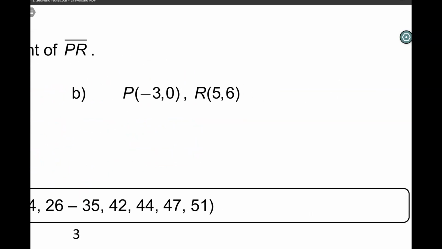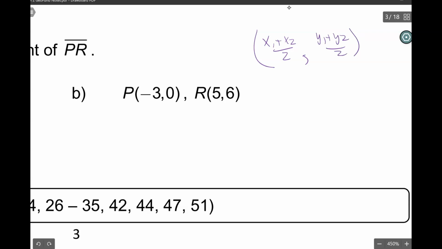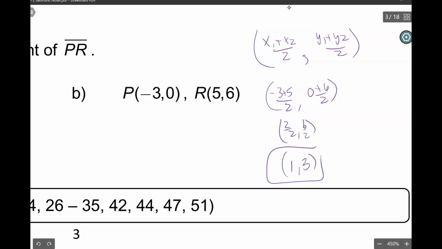Add your x's together. Remember, x1 plus x2 over 2. And see, the order doesn't matter, because if I take 1 plus 2, it's the same thing as 2 plus 1. So commutative property of addition, as long as you're adding your two x's together, you'll get the same answer. So negative 3 plus 5, 0 plus 6, take a 2 over 2, comma 6 over 2, this is 1, comma 3. And that's it for the first lesson.